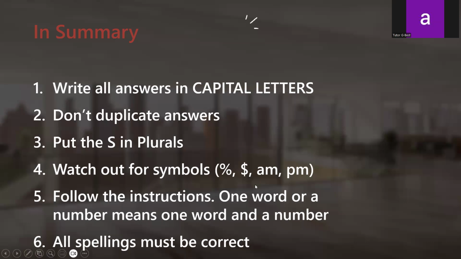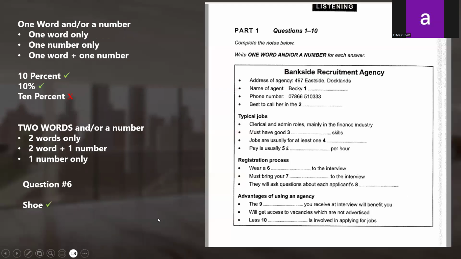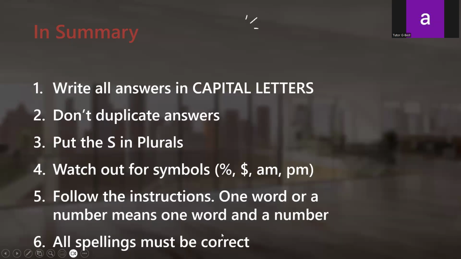Then finally, all your spellings must be correct. All your spellings must be correct. If your spellings are not correct, you get a 0. Your spellings must be correct.